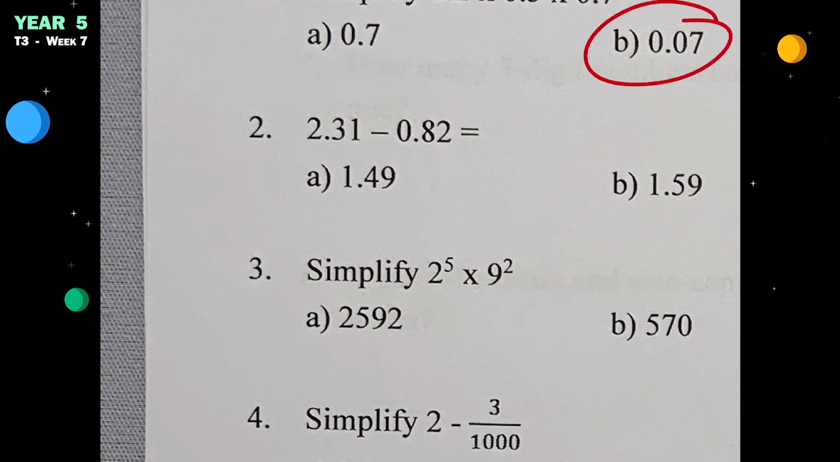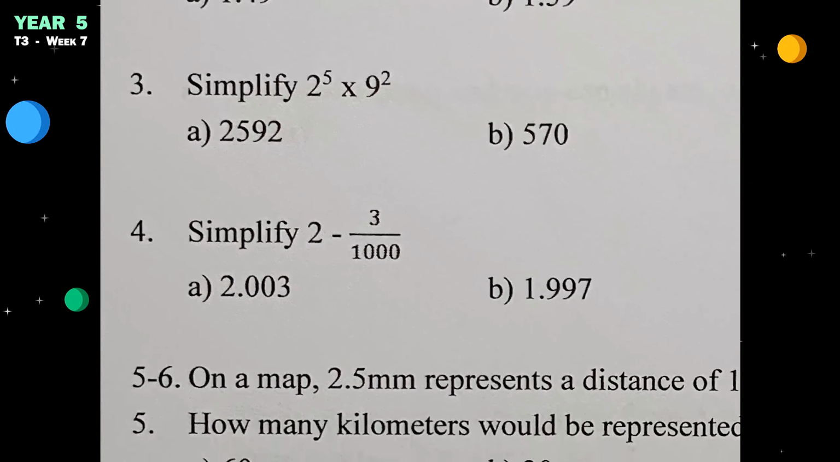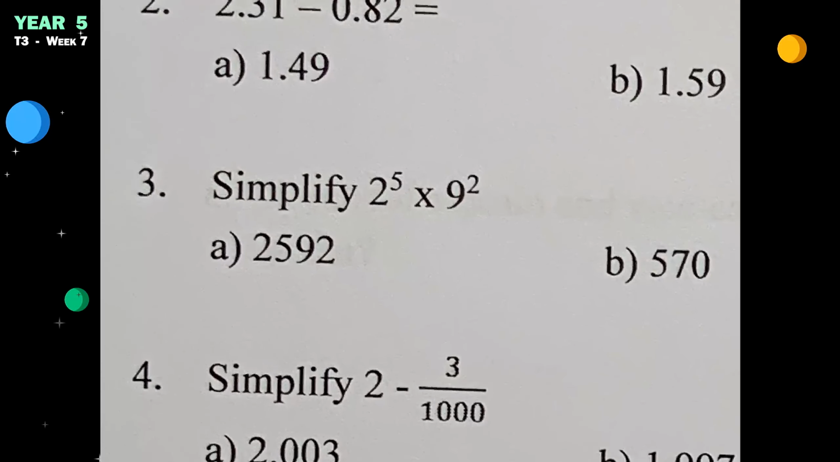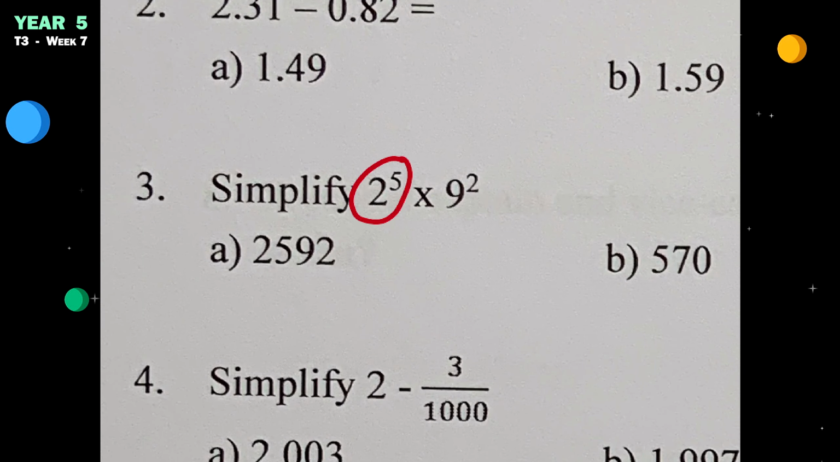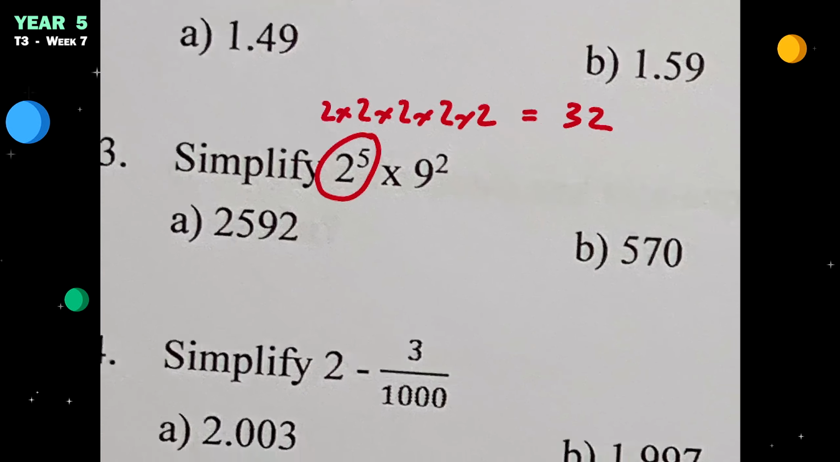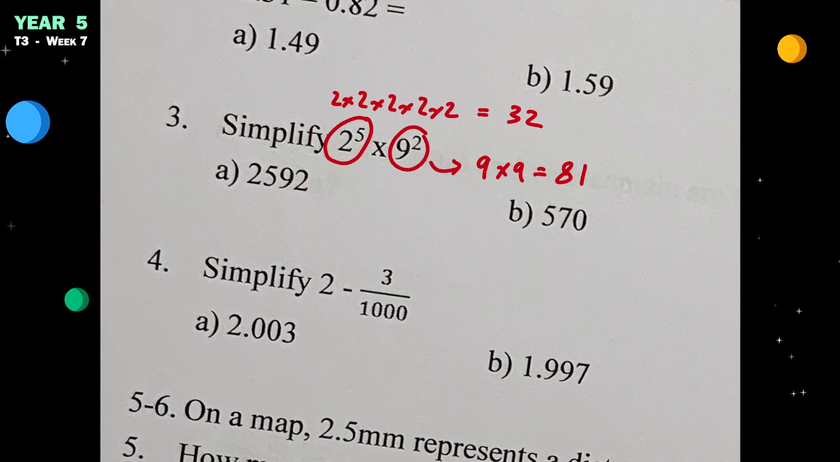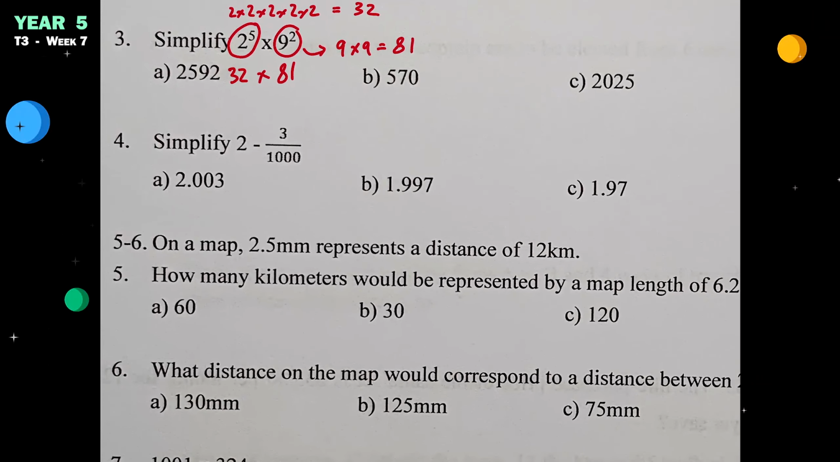You can do this one. It's very easy. Question 2. Question 3. Simplify. So let me see. 2 to the power 5. What does that mean? That means 2 times 2 times 2 times 2 times 2, 5 times. And that'll give you 32. And 9 squared means 9 times 9, which gives you 81. And then they want you to multiply those 2 numbers together. So 32 times 81. And you can figure out the answer yourself.